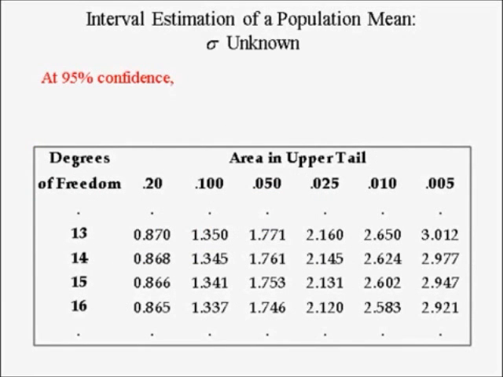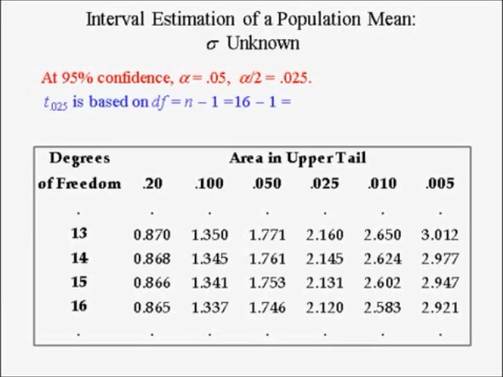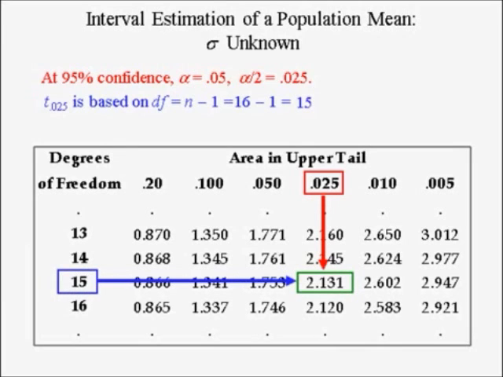At 95% confidence, alpha is equal to 0.05. Because there are two tails in any interval estimate, we divide alpha by 2, which equals 0.025. The t-value is based on degrees of freedom equal to the sample size minus 1, which is equal to 16 minus 1, or 15. The t-value is in column 0.025 and row 15, which is 2.131.